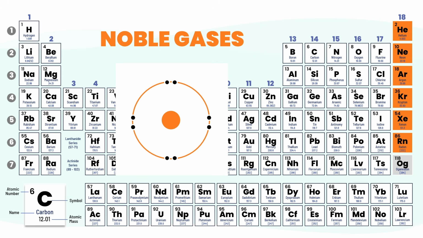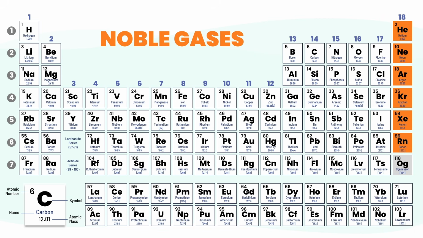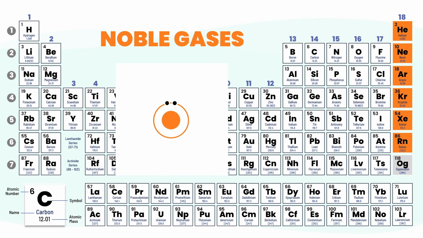But wait, what about helium? It's in group 18 too, but it only has 2 electrons. That's because it has just 1 shell, and 2 electrons is enough to fill it. So even though it doesn't have 8 like the others, each shell is complete, which makes it just as stable. That's why helium belongs here with the noble gases.